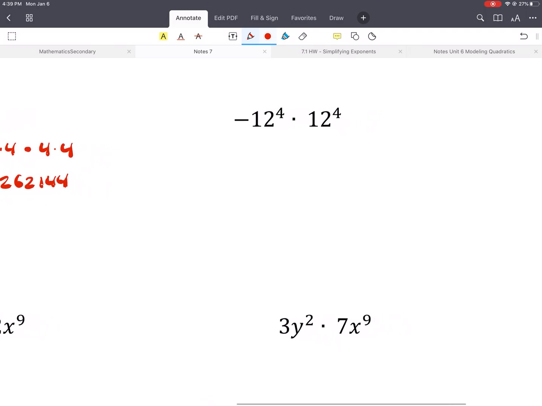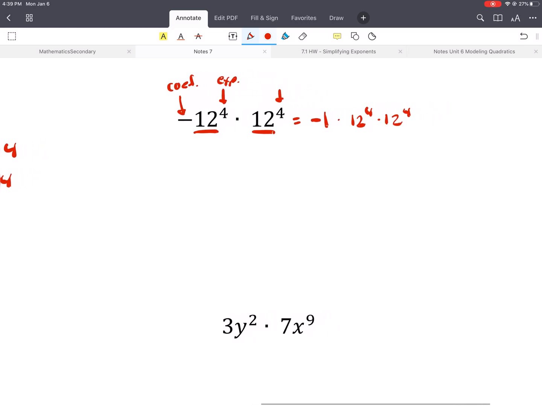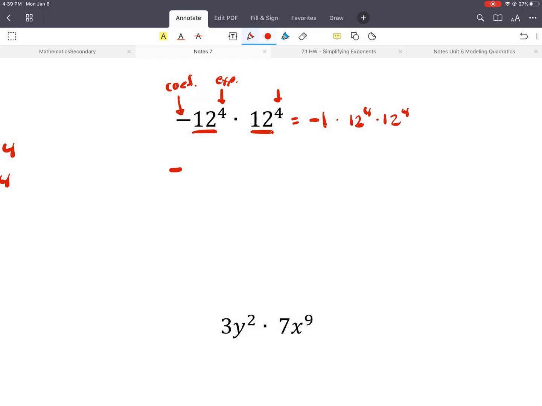Okay, so again, we have exponent, and we have bases that are the same. This would be our coefficient, because this exponent doesn't apply. It only applies to what's touching. So you could rewrite this as -1 times 12 to the 4th times 12 to the 4th. And if we were to expand that, we'd have -1, and then we'd do 12 times 12 times 12 times 12, and then we have 4 more.